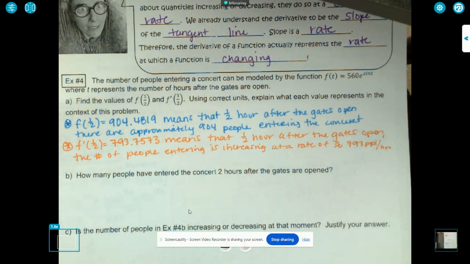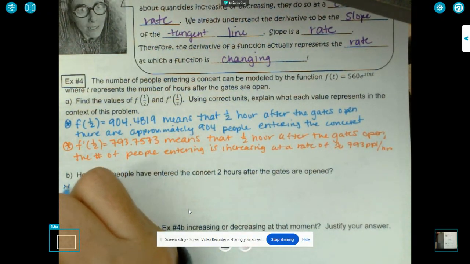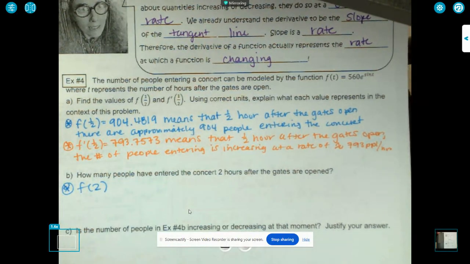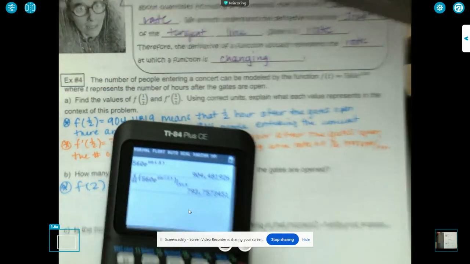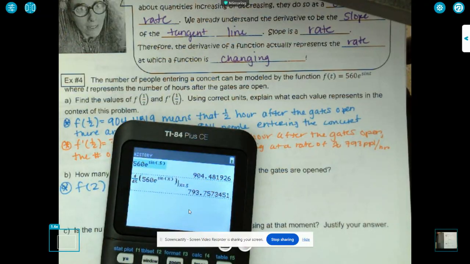All right. How many people have entered the concert 2 hours after the gates open? Are we plugging into f or f prime? F. There we go. F of 2. So literally, y'all just go back up to here and change that to a 2. There we go. I love that copy function.